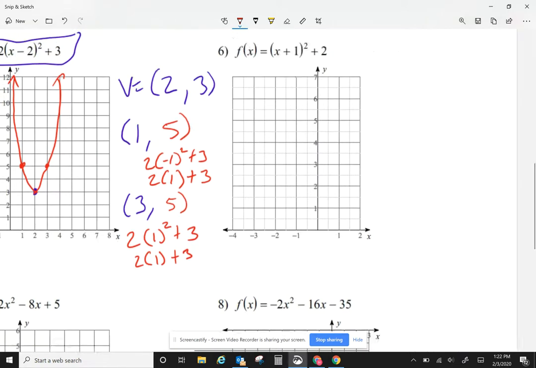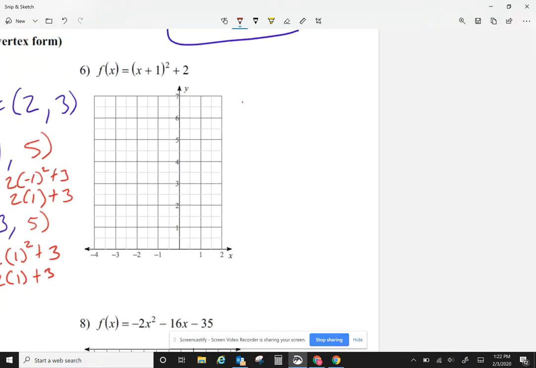Now let's take a look at question number 6. My vertex is going to be the point negative 1, 2. That's where I get my x and my y value. Negative 1, 2 is there. Now, points I'm going to choose are negative 2 for x, and I'm also going to use 0. I went 1 less and 1 more than my vertex.